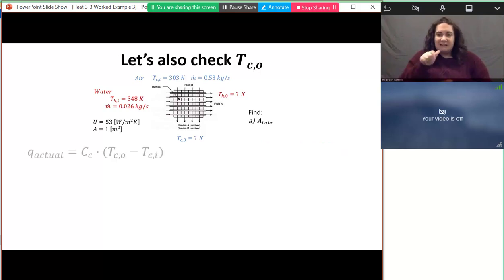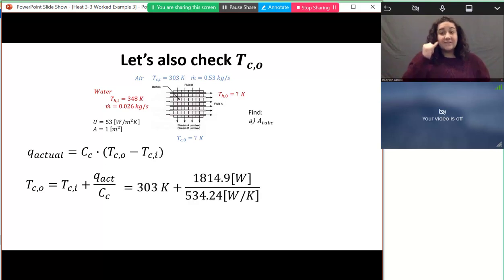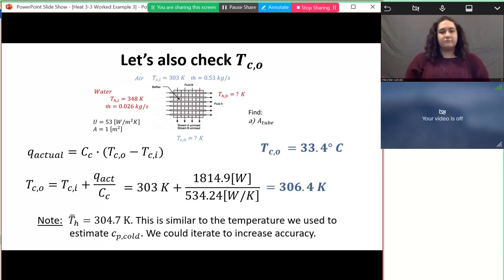We can find the T cold on the outlet side doing the same process. So here we took the same equation, but now we're isolating for T cold on the outlet. We get a value, and we can check this approximation as well. Even though the problem didn't ask us for the cold outlet, going through this step of checking it helped us check the assumption that we made.